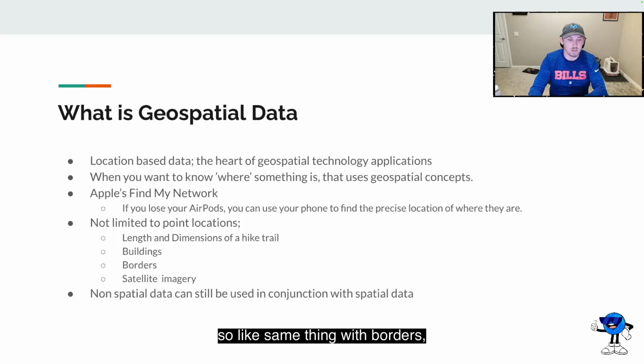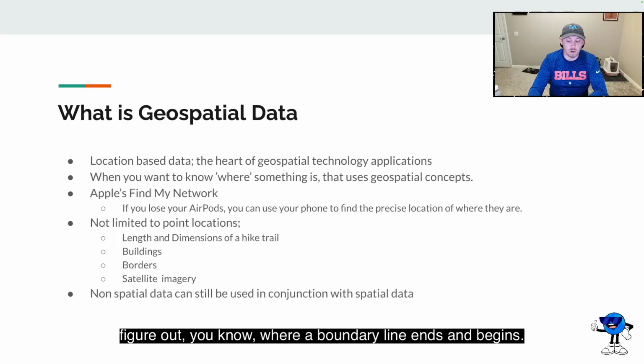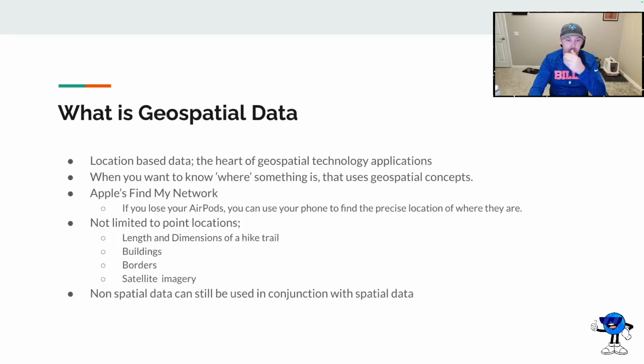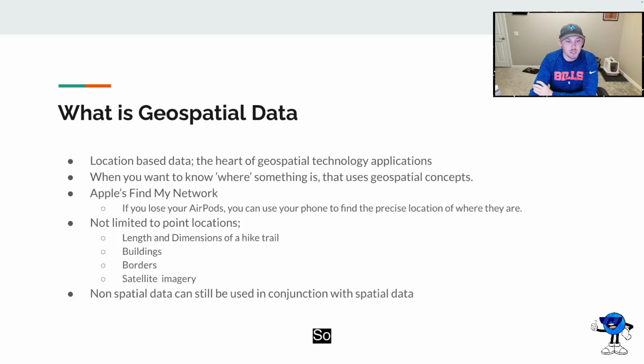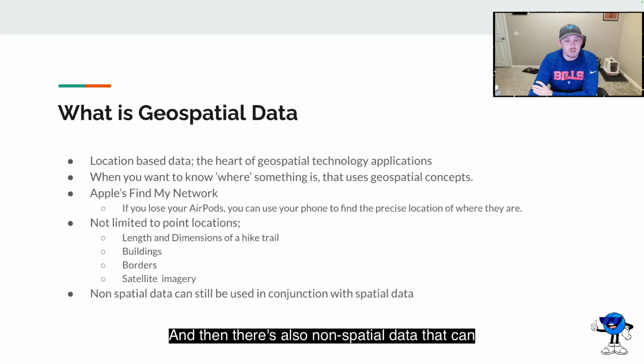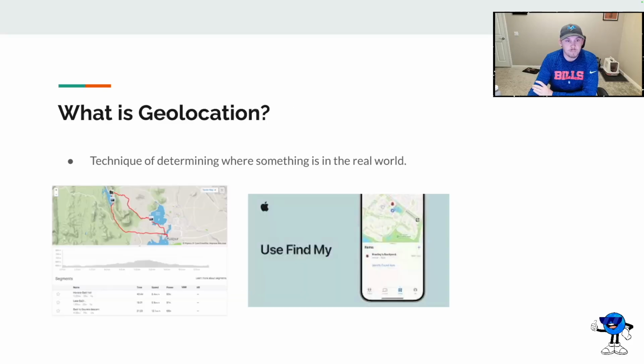Same thing with borders, like state borders, country borders, just to figure out where a boundary line ends and begins. And then satellite imagery is also a form of geospatial data. We're constantly looking at satellite imagery, like on Google Maps and stuff like that. So that definitely makes sense. And then there's also non-spatial data that can be used in conjunction with spatial data.